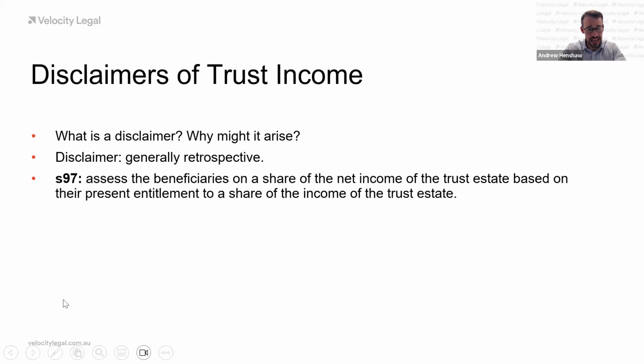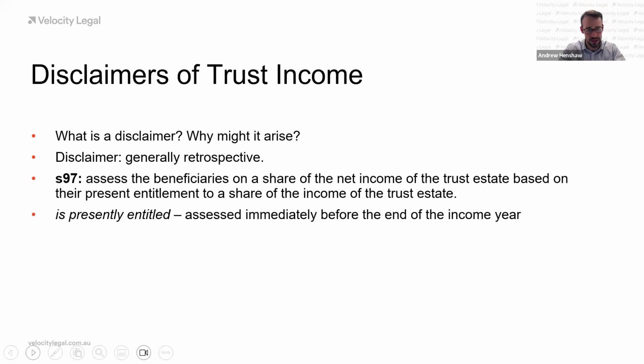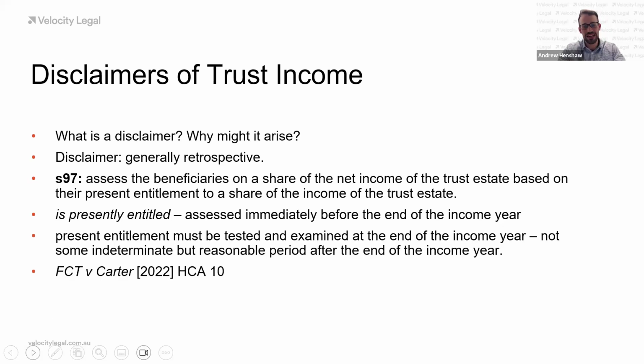And what the law now says, based on a High Court decision from 2 years ago, is when you look at present entitlement, that's assessed at immediately before the end of the income year. And it doesn't matter what happens after that. So it's not something you can test at some later point in time. You need to test it at that point, as in just before midnight, were you presently entitled? And if you disclaimed after that point, you're still going to be assessed for tax.